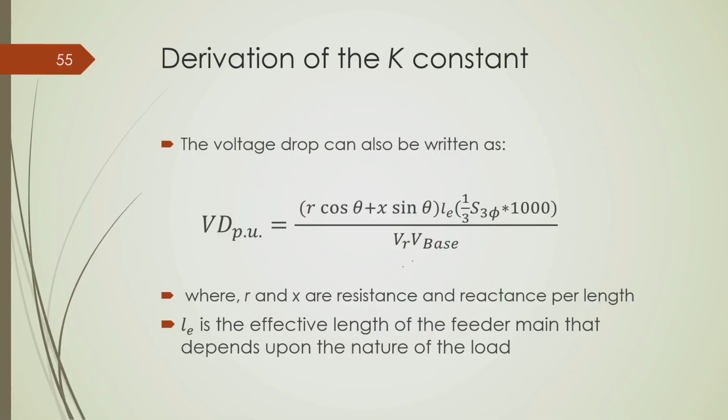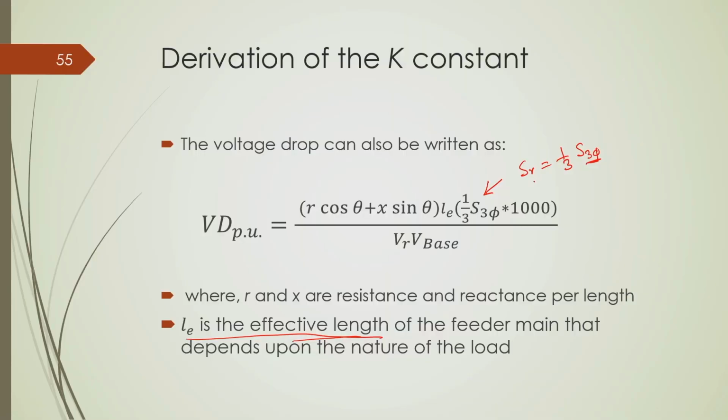So, if you replace this with this, this L E is basically representing this effective length of the feeder. So, you will get this one, and this S r is basically representing 1/3 of S 3 phase, where S 3 phase is basically the 3 phase power demand of the load, because loads for a primary distribution feeder are of 3 phase. So, its demand is represented by 3 phase demand. So, 1/3 of that will be S r. Okay. So, we get this relationship.